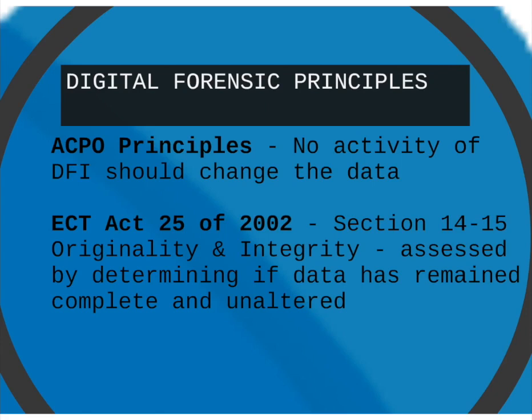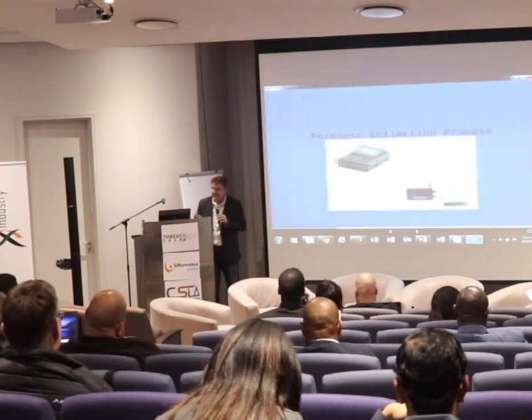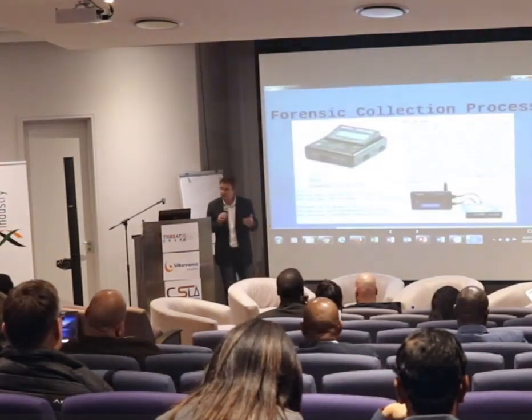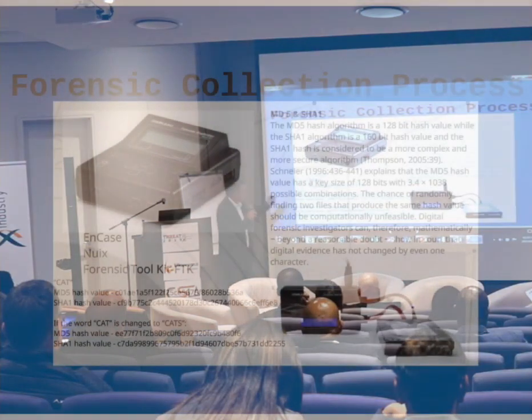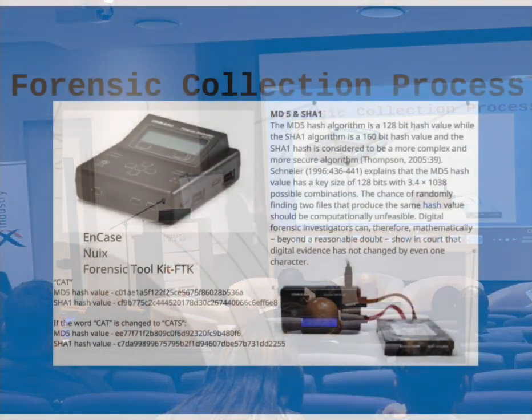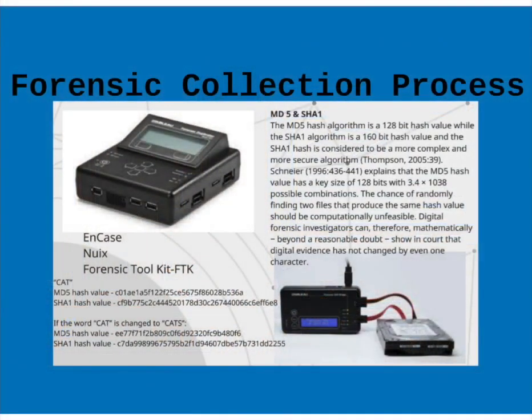Then also we've got the Electronic Communications and Transactions Act that says the integrity of data is assessed by looking at whether that data has remained complete and unaltered. If I can show that there's a file that was modified after the police seized it, it's going to cause big problems for me. So what we do, just in a nutshell, we use specialized tools, write blockers, for example. We remove the suspect's drive from their computer, we connect it to a write blocker, and we make a forensically sound copy of it.